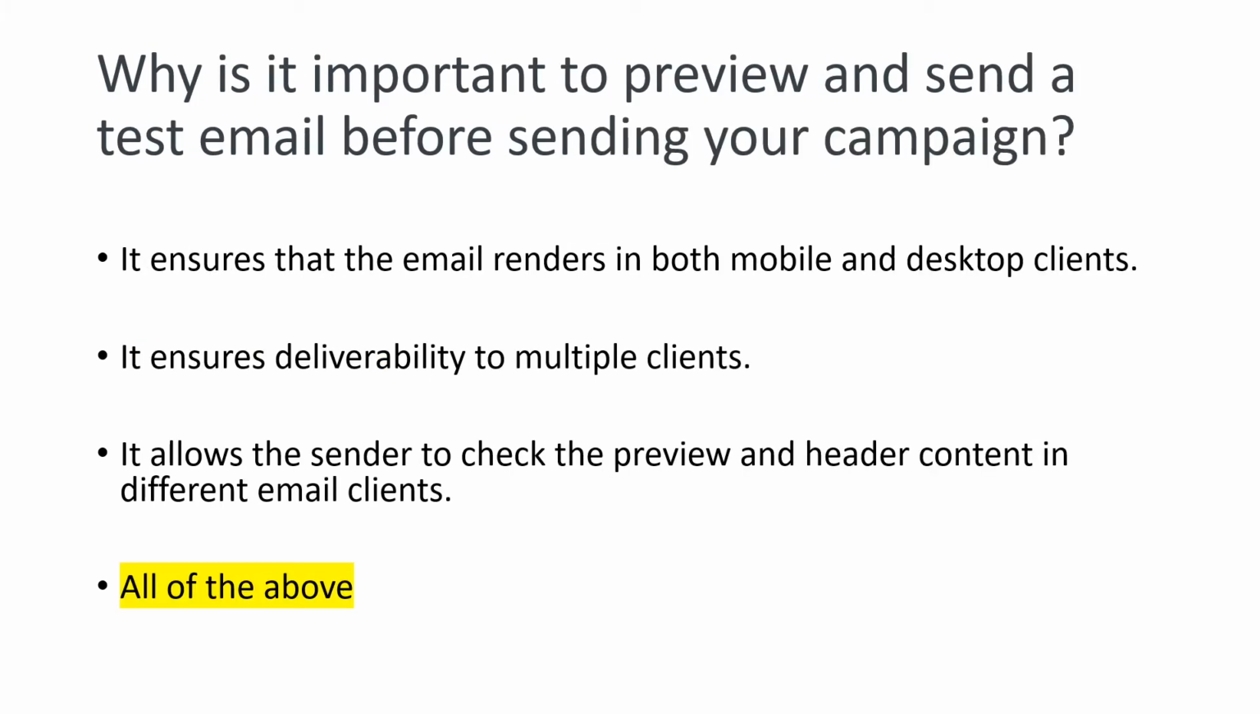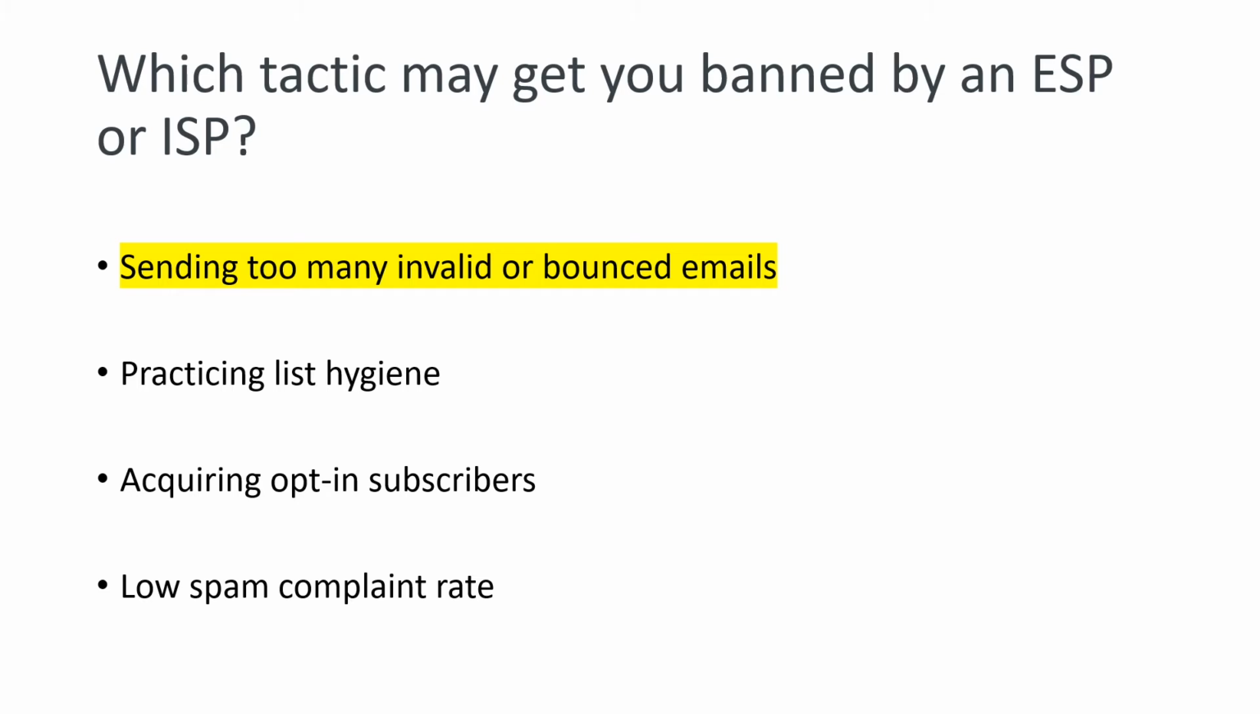183. Why is it important to preview and send a test email before sending your campaign? It ensures that the email renders in both mobile and desktop clients. It ensures deliverability to multiple clients. It allows the sender to check the preview and header content in different email clients. 184. Which tactic may get you banned by an ESP or ISP? Sending too many invalids or bounced emails.